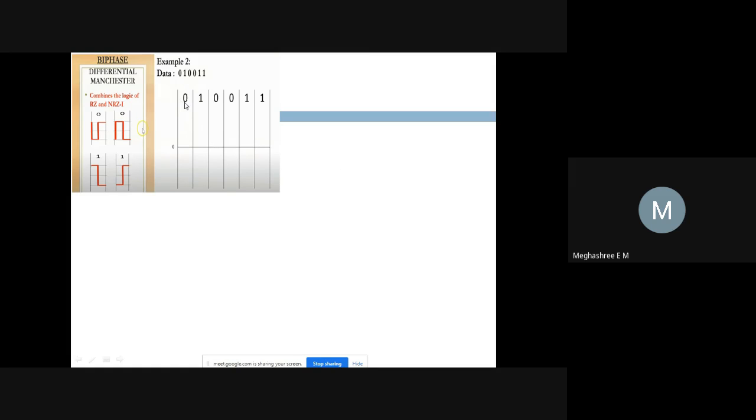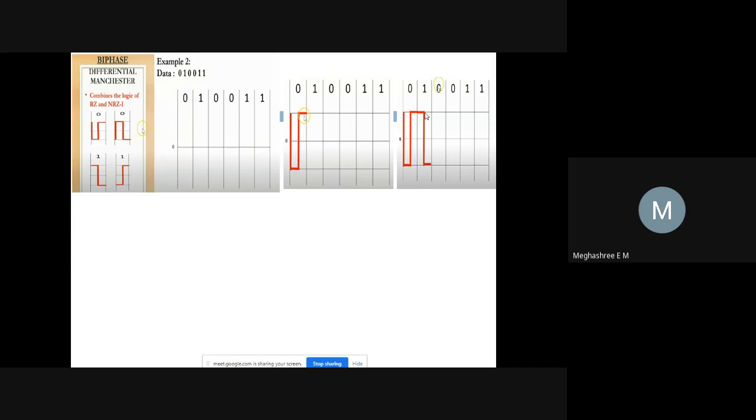The first bit is 0. So let me start from the positive side. So the first bit is this one. Okay. The second bit is 1. It ended at the positive side. So I'll be using the first representation of bit 1. This one. So that means this here. Okay. Next, the third bit is 0. So the previous signal ended at the positive side.